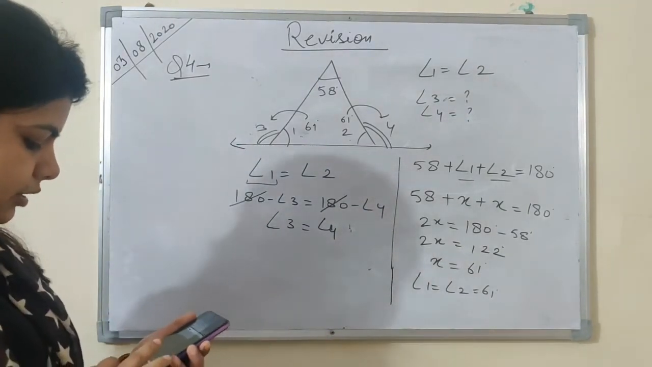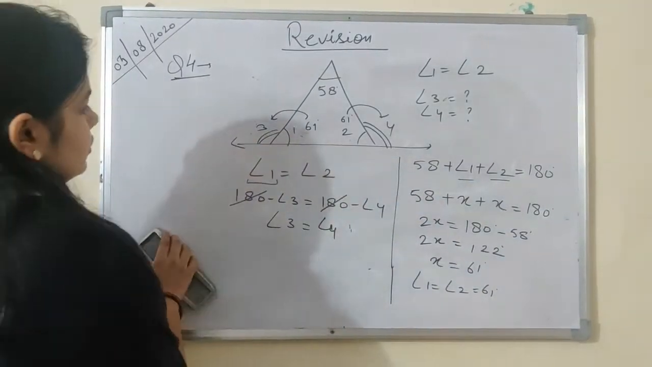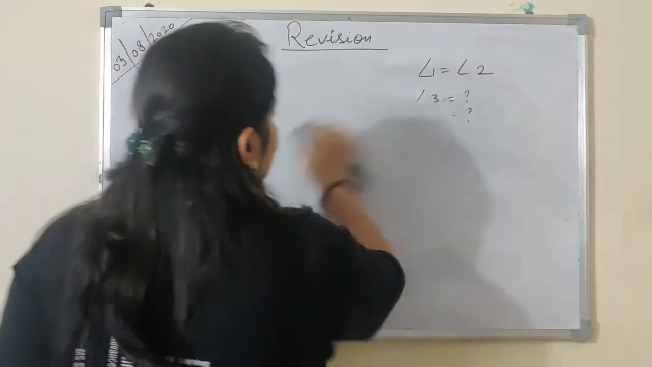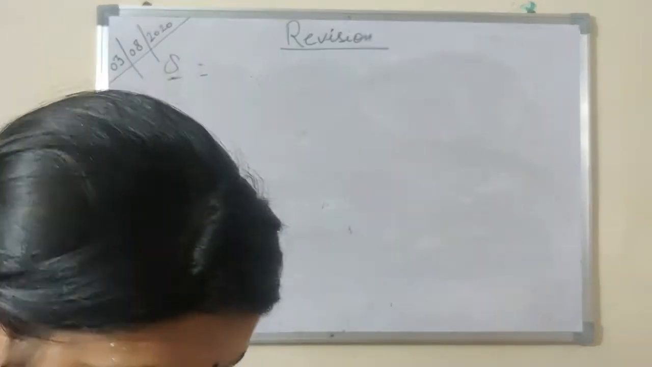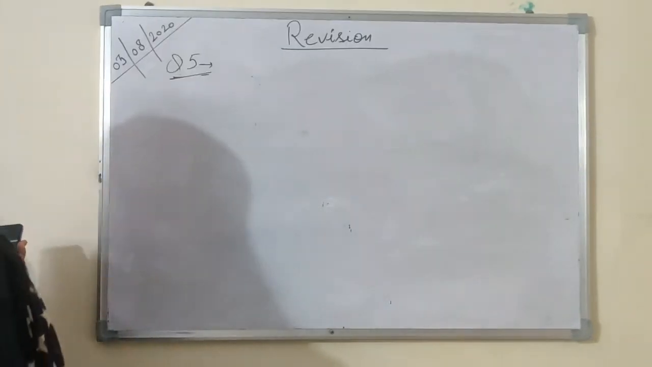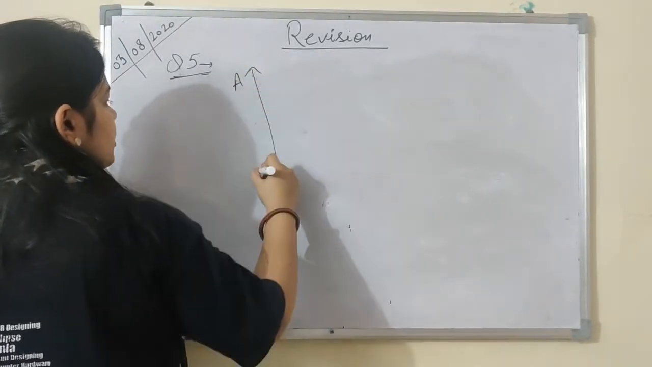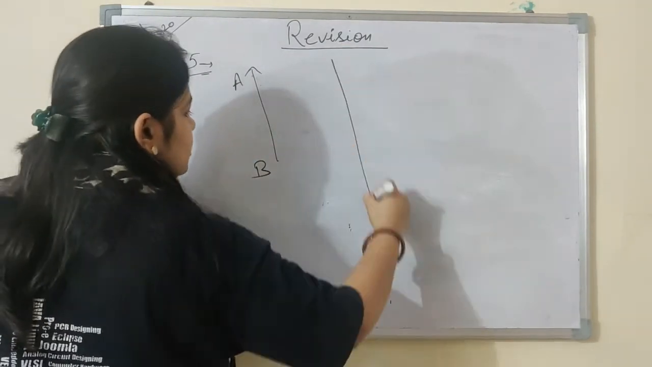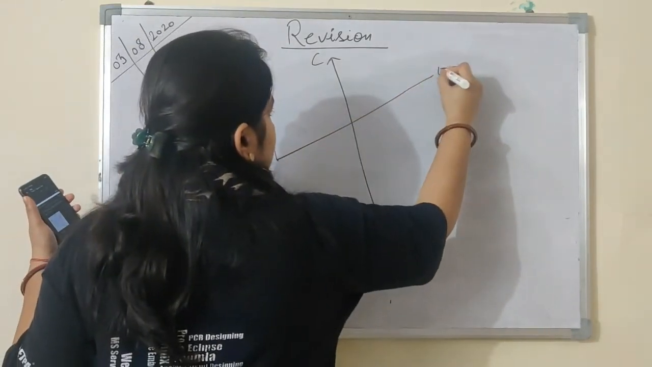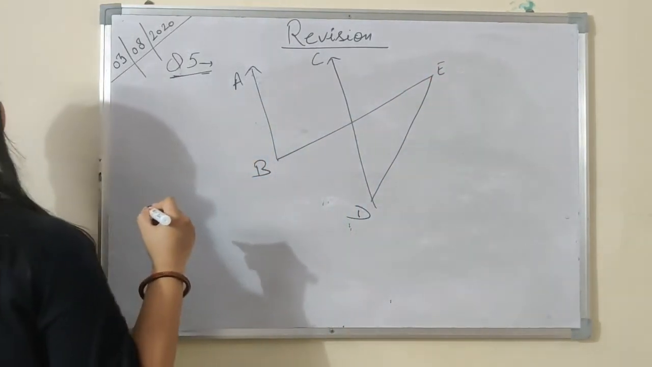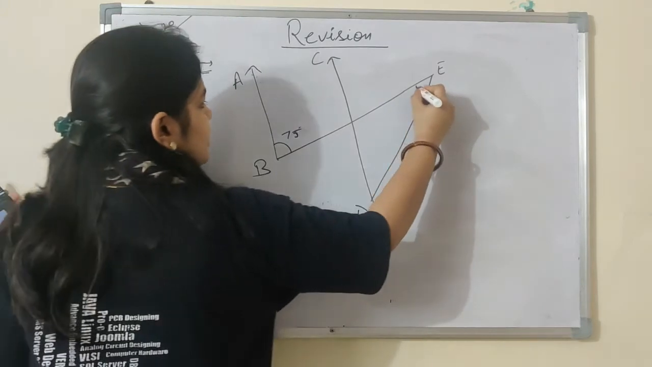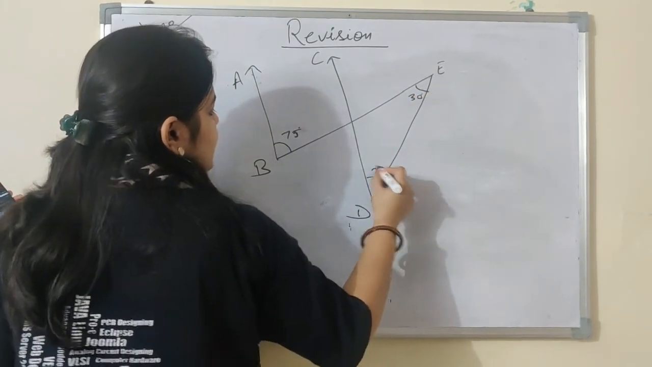Then come to question number 5. Now, in question number 5, it is given to us, again a figure is given to us where AB is parallel to CD. AB is parallel to CD. Then it is given like this. Now this is given as 75. Then this is given as 30. This is given as x.